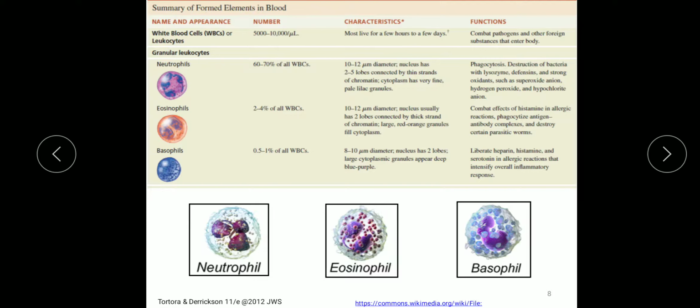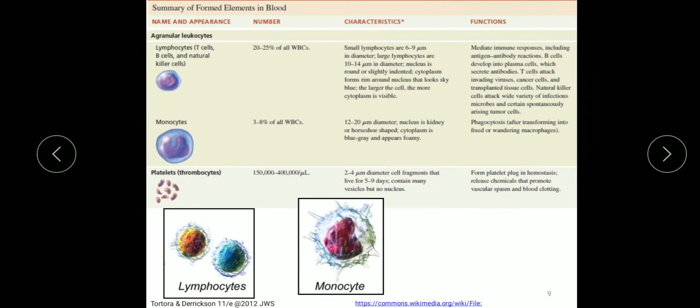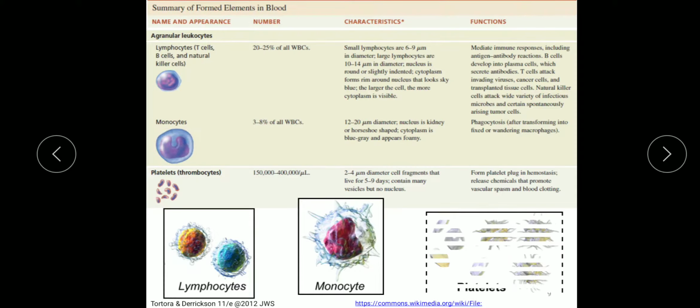So, that was about the granular leukocytes. Now, let us focus on the agranular leukocytes. Even though so-called agranular leukocytes possess cytoplasmic granules, these granules are not visible under a light microscope because they are very small and have poor staining qualities.